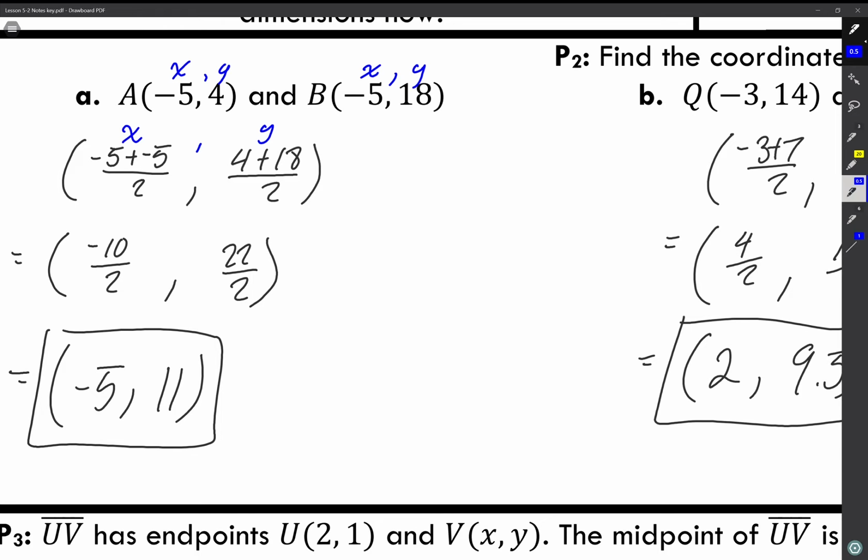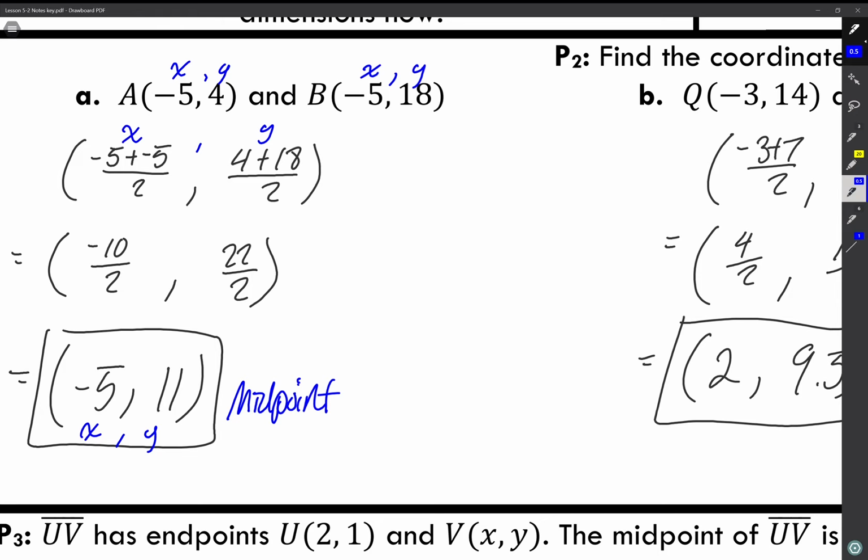Then let's simplify for our second step. -5 plus -5 is -10, still over 2. And then 4 plus 18 is 22. That's still over 2 right here. And then we'll simplify one more time to get our final answer. So -10 divided by 2 is just -5, and that's our x coordinate for our midpoint. And then 22 divided by 2 is our y coordinate. So this is the coordinate of the midpoint. We're finished.